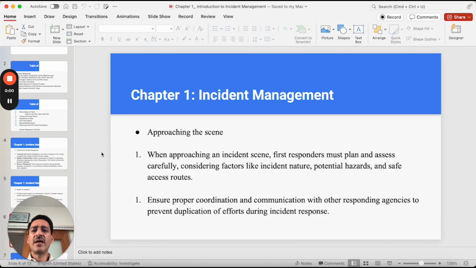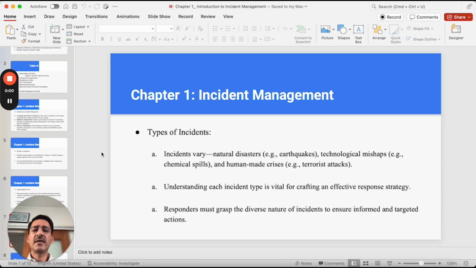Approaching the scene. When approaching an incident scene, first responders must plan and assess carefully, considering factors like incident nature, potential hazards, and safe access routes. Ensure proper coordination and communication with other responding agencies to prevent duplication of efforts during incident response.